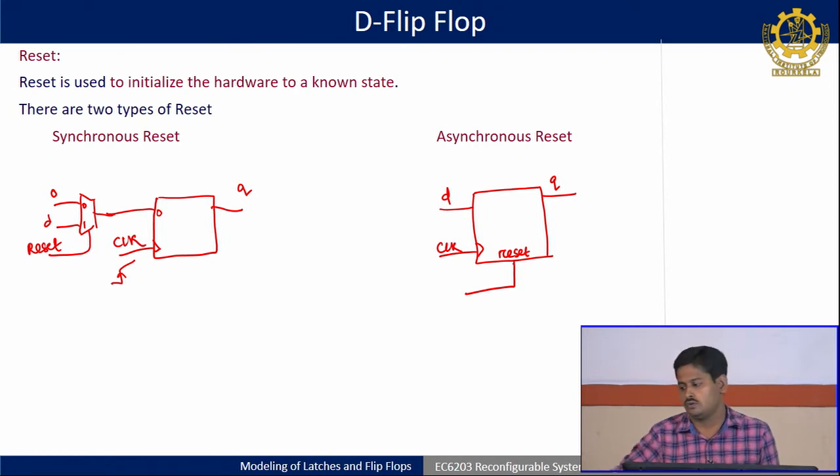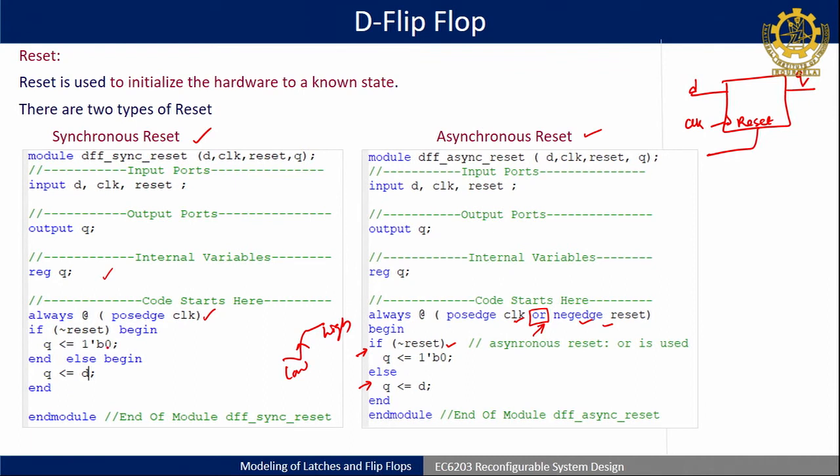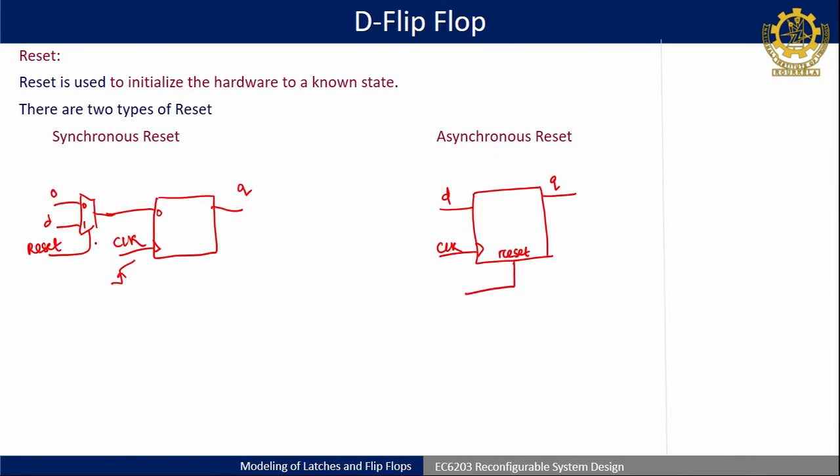This is for synchronous, so this diagram. Okay. Understood? If reset is low, Q will be 0 provided the clock is there. So now reset is 0, then this 0 is going here, clock applied, then Q will become 0.